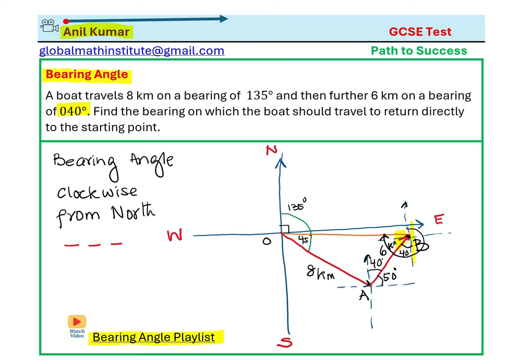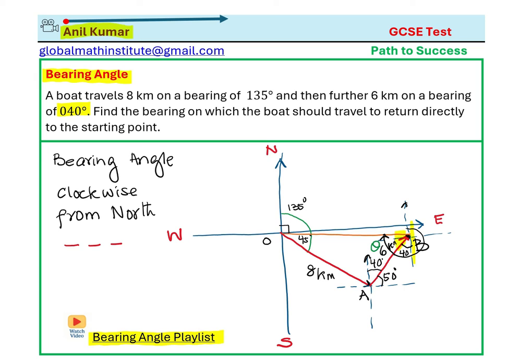Correct? So we have to solve this triangle. We have to find that particular angle. We know it is 180 plus 40 plus that angle. So we will call this angle theta, let's say. So we'll find this angle theta, the angle B, right?